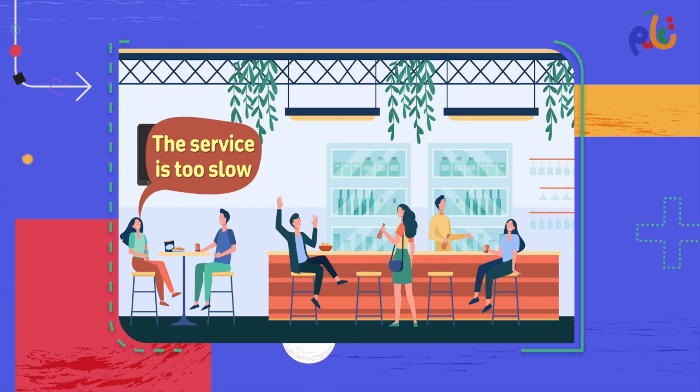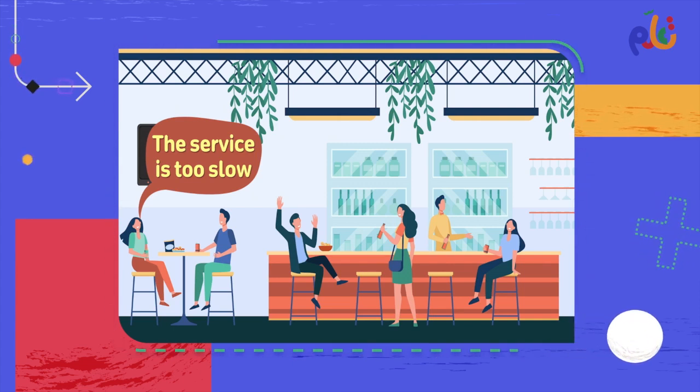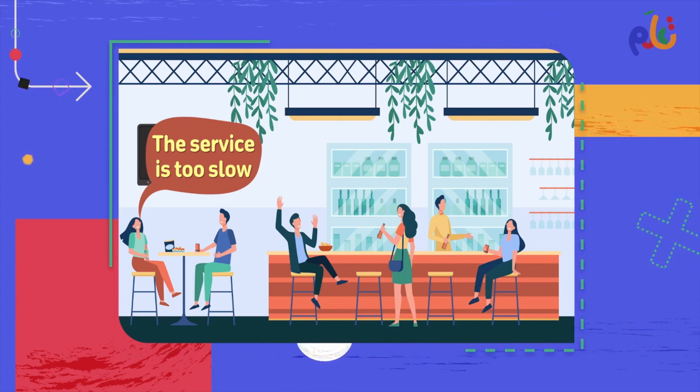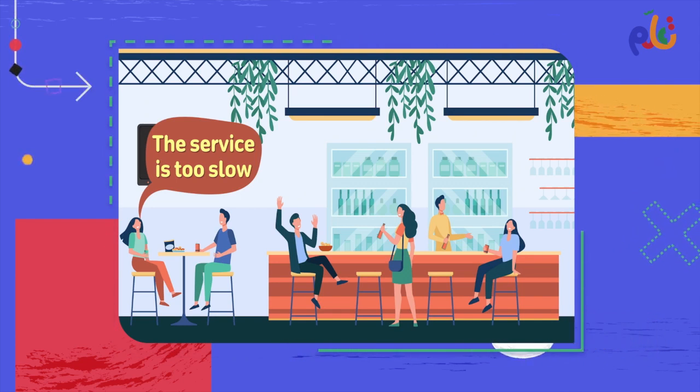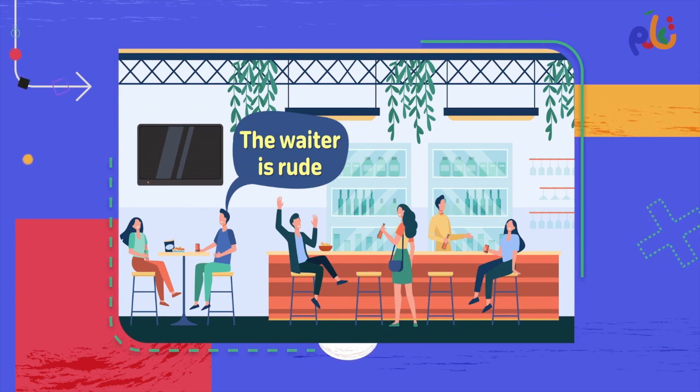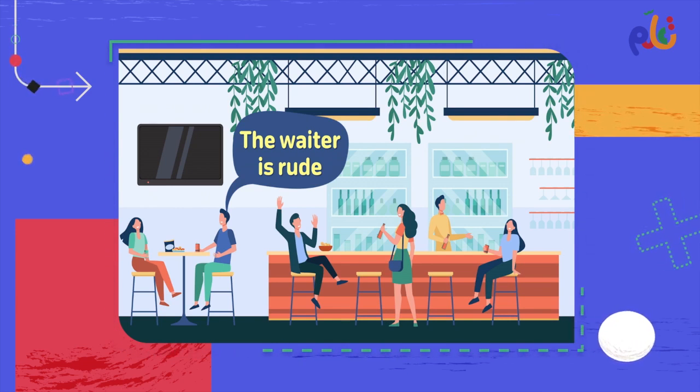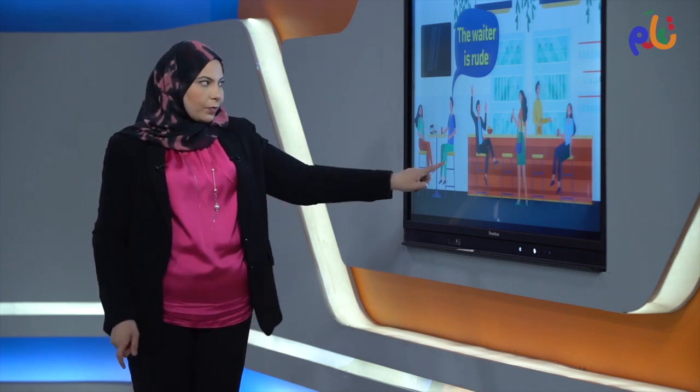And the service is too slow, which means I waited too long, either for the waiter to take my order or for my order to arrive. Or the waiter is rude. Rude means impolite. He is not respectful, or he did not respect the customer enough.